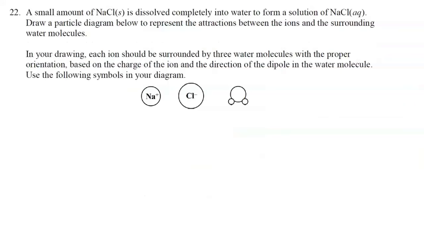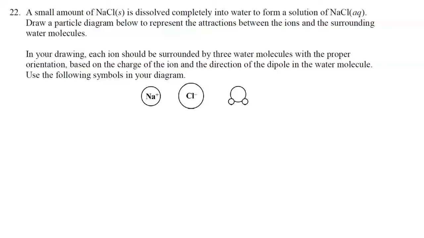Question 22. A small amount of solid sodium chloride is dissolved completely into water to form a solution of aqueous sodium chloride. Draw a particle diagram below to represent the attractions between the ions and the surrounding water molecules. In your drawing, each ion should be surrounded by 3 water molecules with the proper orientation based on the charge of the ion and the direction of the dipole in the water molecule. Use the following symbols in your diagram.